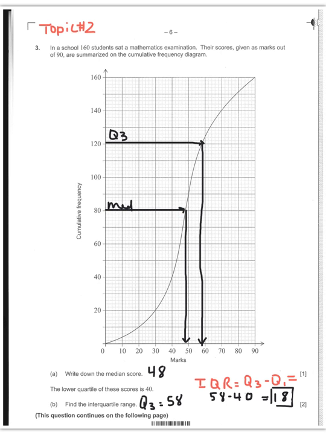They tell us the lower quartile is 40, and they want us to find the IQR, or the interquartile range. So in order to do that, we need to find the upper quartile, which happens 75% of the way through your data, or after 120 students. So I did the same thing, drew a line across, and went down and found that Q3 is about 58. So your IQR, which is on your formula booklet, is Q3 minus Q1, or 18. So we're going to use this data on our next slide to create a box and whisker plot.